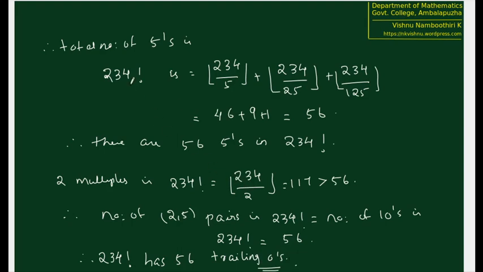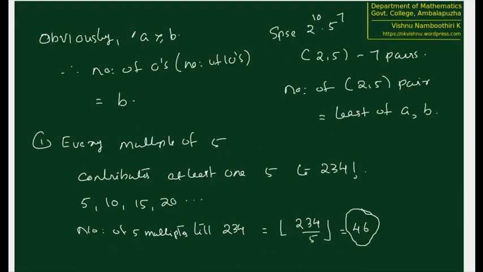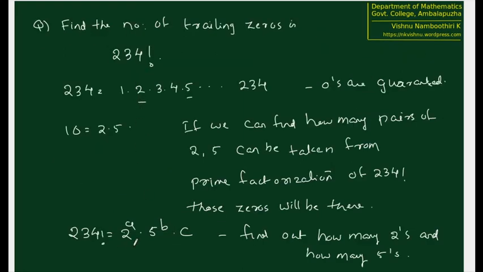Now we are going to make an observation from this problem. See that we found the number of 5s appearing in 234 factorial. We found the number of 5 multiples first, after that 5 square multiples, after that 5 cube multiples, and altogether we added and actually got the b where 234 factorial is equal to 2 to the power a, 5 to the power b into c. Therefore, we in fact found the largest power of 5 dividing 234 factorial.